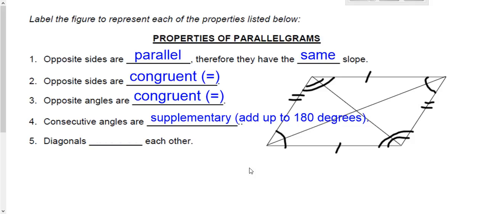consecutive are supplementary. And then about the diagonals, it says the diagonals bisect each other, which means they cut each other in half, which also means that if this one's cutting this long one in half, that means this piece right here, I'll mark it with 3 marks, equals this one right here. These pieces are the same. And then this one right here cuts the smaller one in half, so its pieces, 1, 2, we'll mark it with 4 marks, 3, 4, is the same as this piece right here. Now the whole diagonals are not equal to each other, but their pieces are, because they cut each other in half, they bisect each other.